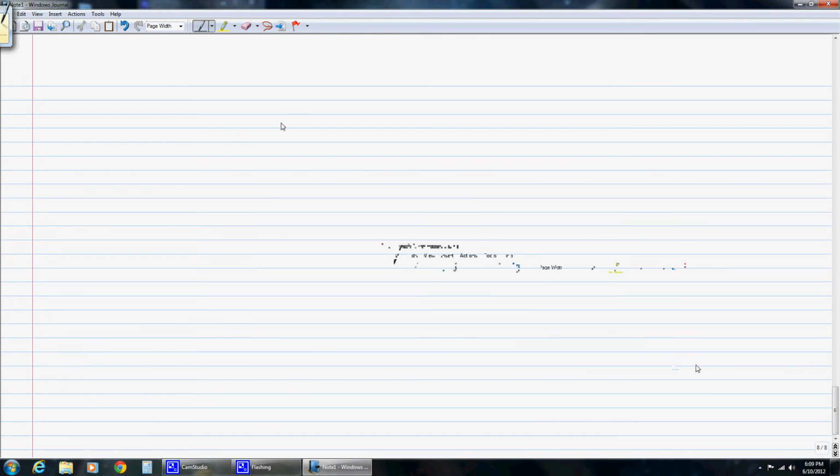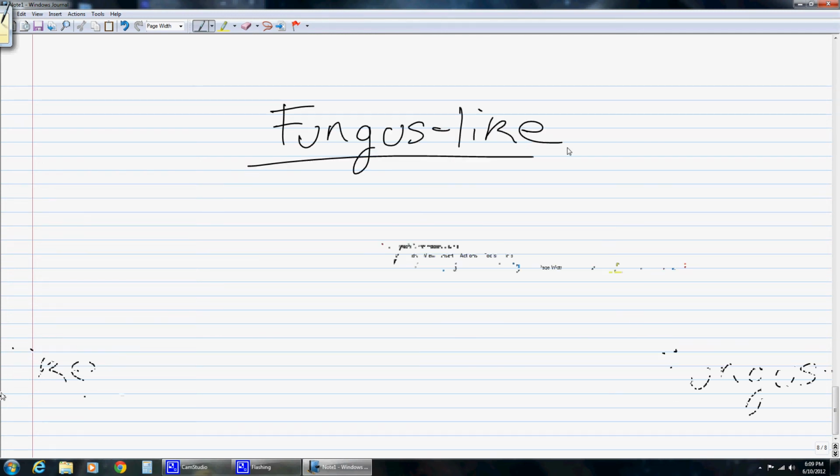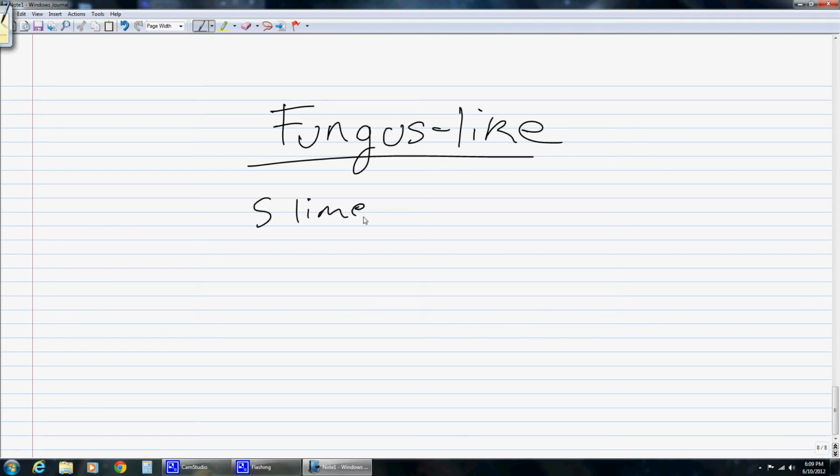Now, when we look at the fungus-like protists, we're going to run into a few different ones. We're going to run into slime molds. And this is definitely something you should Google. Slime molds can get very gross. It literally looks like a nasty booger you got from your cold, like a monster booger.